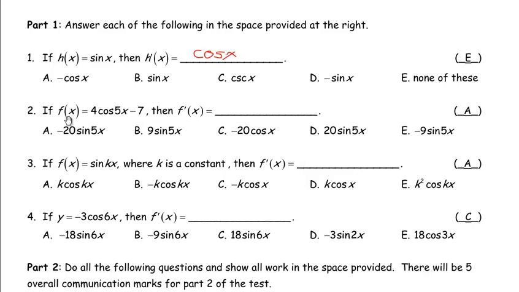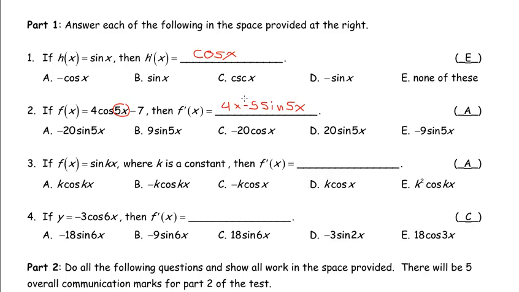In number two, f of x equals 4 cos 5x minus 7. So we're asked to find f prime of x. If we're going to differentiate this, we'd start with the 4 times the derivative of cosine, which is negative sine 5x, and then you multiply that by the derivative of the 5x, which would be a 5.